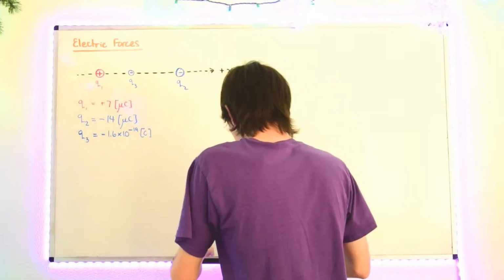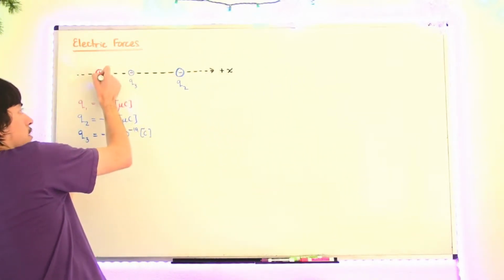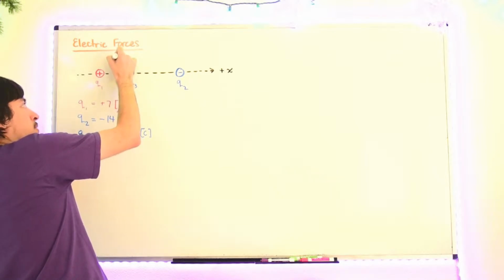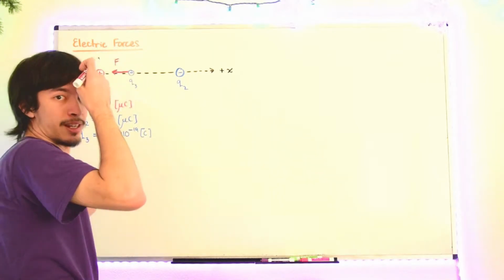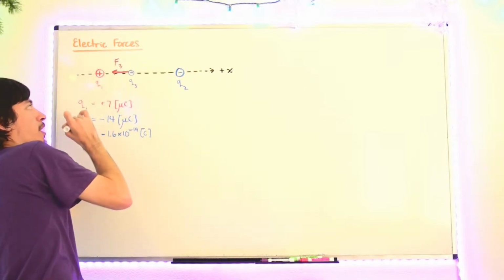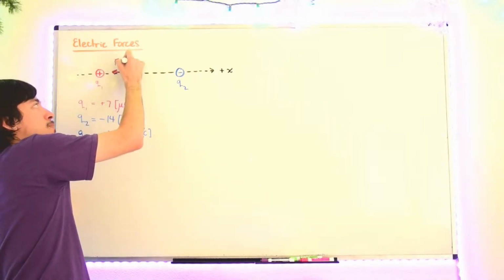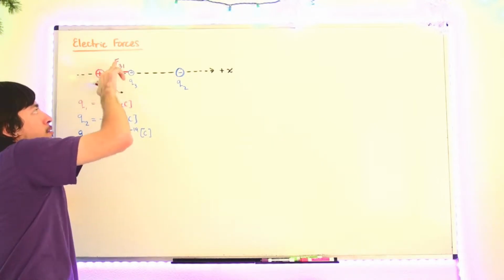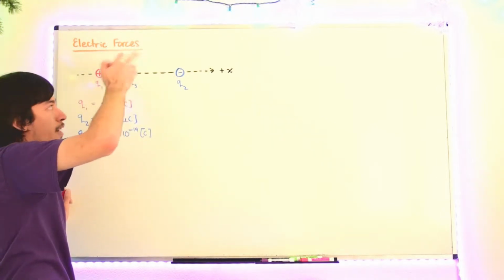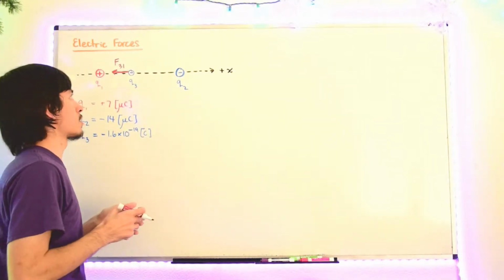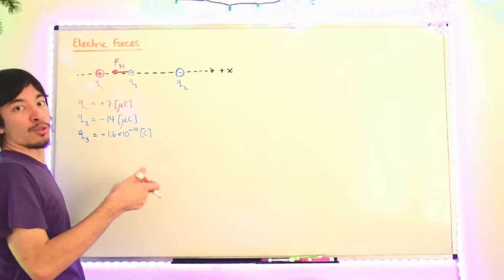Because it's attractive towards Q1, there's going to be a force on Q3 toward Q1 along this line. My notation is going to be the force on 3, so I write 3, caused by 1, so I write 1. Sometimes people flip these around, 3,1 and 1,3, and they write them differently, but in the end it doesn't matter as long as you know what it means to you and to the person who's reading it.